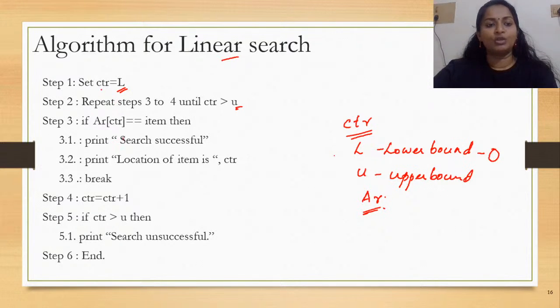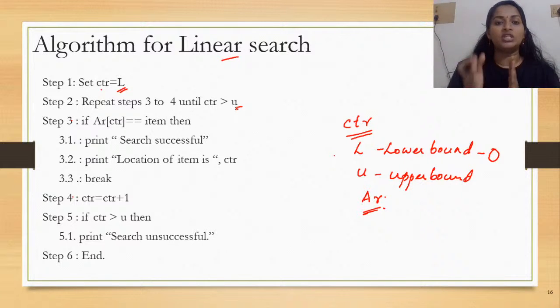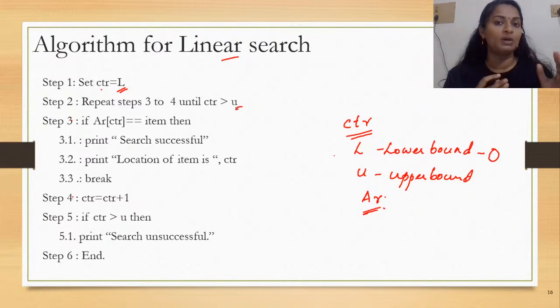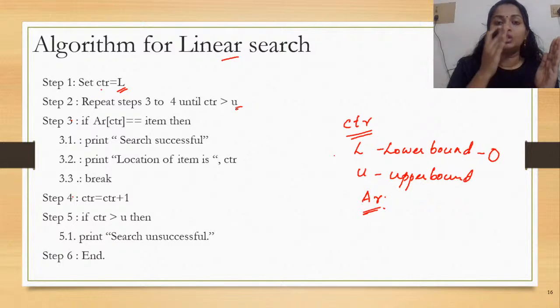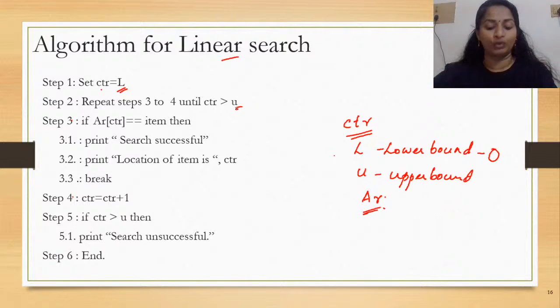And then you're going to repeat steps 3 to 4. Steps 3 and 4 are going to be repeated until CTR is less than U, the upper bound. So what does that mean? You are going to do steps 3 and 4 repetitively as you progress through each of the index positions in your list, starting from your lower bound, that is index 0, to the very last index of your list. So this is how you're going to progress.